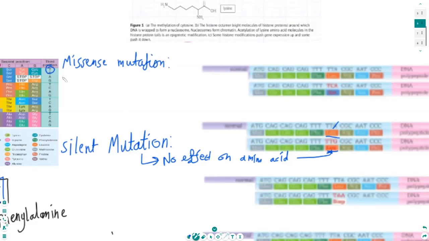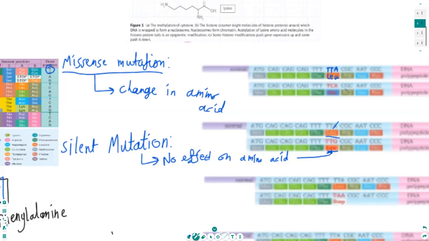And a missense mutation is where one amino acid changes. We have a change in amino acid. You can see in this example that we have here TTA, which is supposed to be TTA, and that codes for leucine. Now in the previous one, we had TTA changing to TTG.